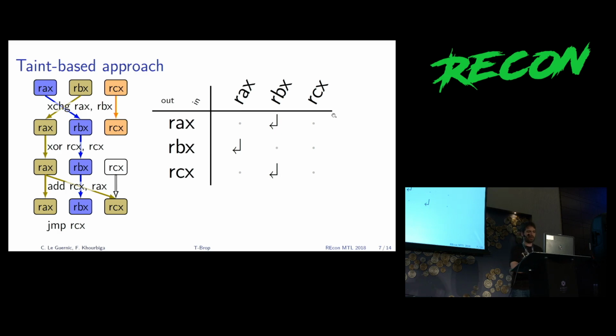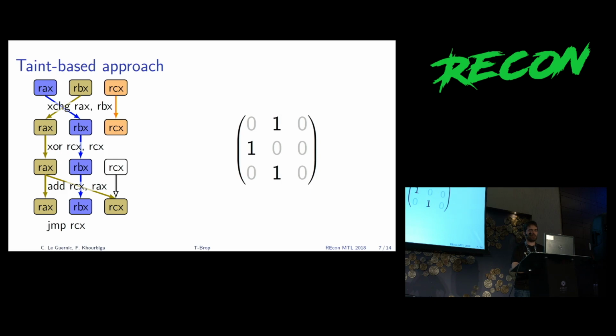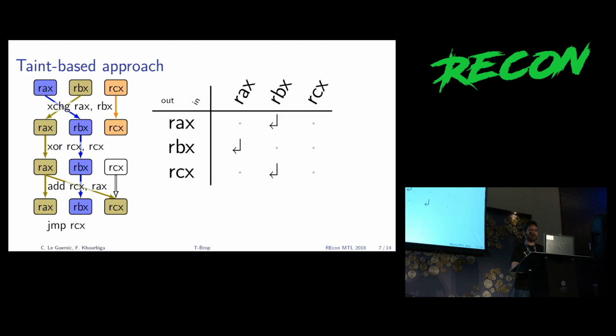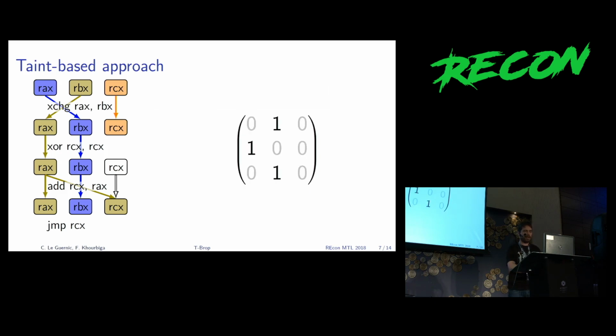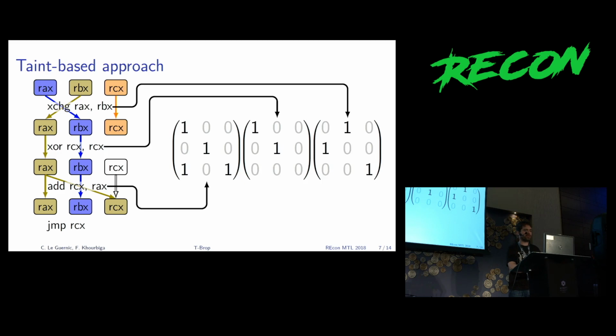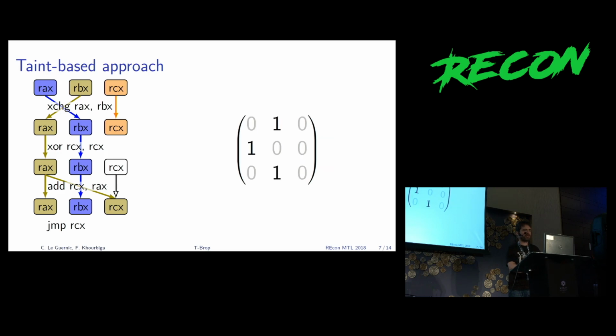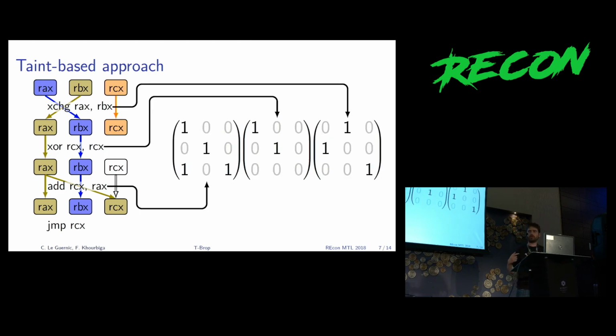And this array can be represented as a matrix. So I just exchange the arrows, replace them with 1, and the dots with zeros. The zeros are grayed out because those matrices are very sparse. We don't need to represent them explicitly. And what's interesting about this representation is that we can do computation. And this matrix can be computed by taking the product of the matrices of each instruction.